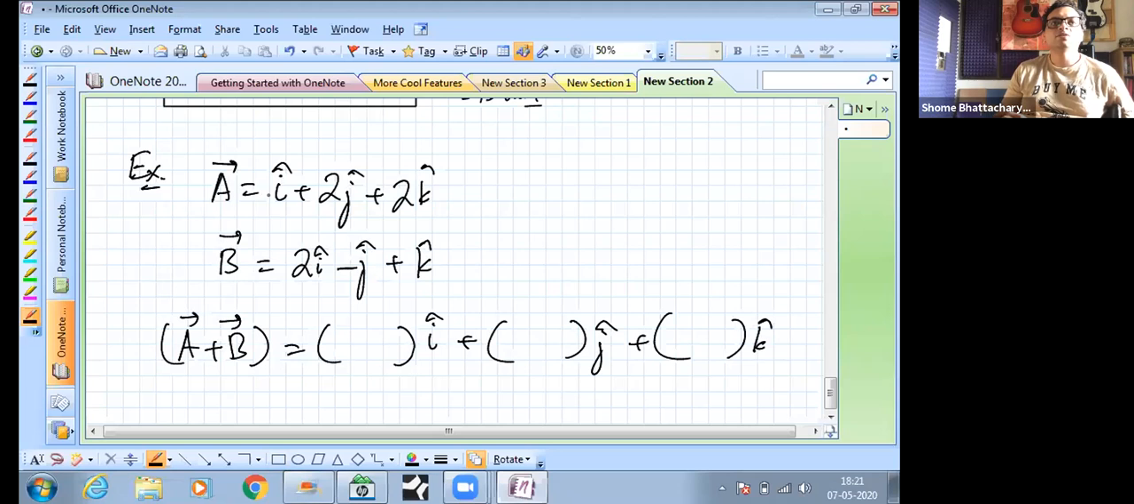Just the z thing will be added. So as you can see, the x components are 1 and 2. So this will become 1 plus 2. The y components are 2 and minus 1. So this will become 2 minus 1. And the z components are 2 and 1. So then this will be 2 plus 1. So this will become 3i cap plus j cap plus 3k cap. So this will be what our vector A plus B is.